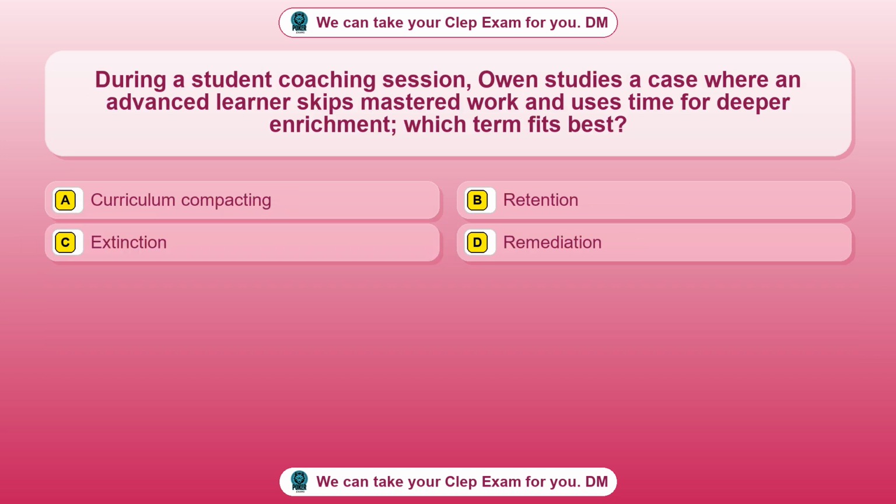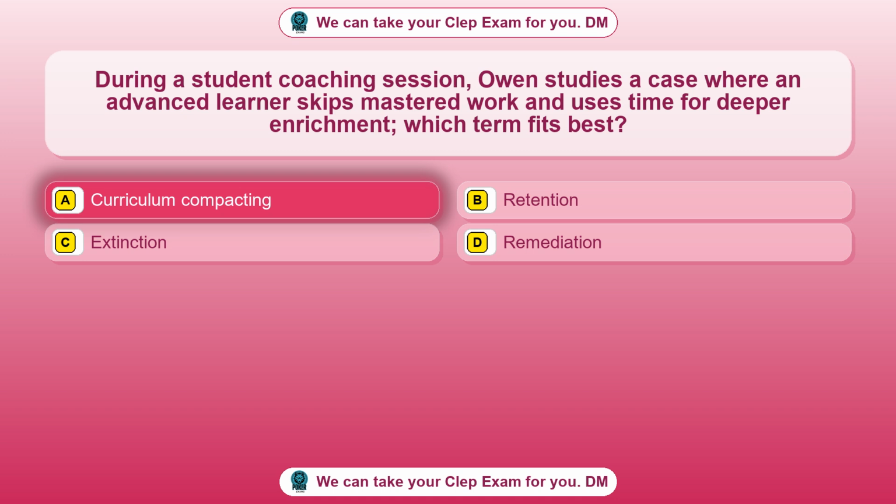Question 68. During a student coaching session, Owen studies a case where an advanced learner skips mastered work and uses time for deeper enrichment. Which term fits best? Option A, curriculum compacting. Option B, retention. Option C, extinction. Option D, remediation. The correct answer is option A.